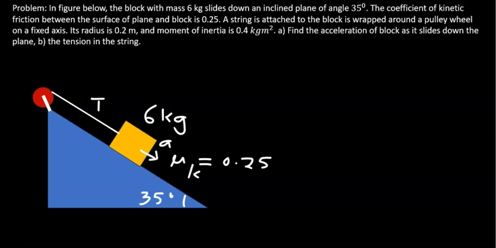Let's look at the following problem associated with rotational motion. In the figure below, the block with mass 6 kg slides down an inclined plane of angle 35 degrees. The coefficient of kinetic friction between the surface of the plane and the surface of the block is 0.25. A string is attached to the block and it's wrapped around a pulley wheel on a fixed axis.